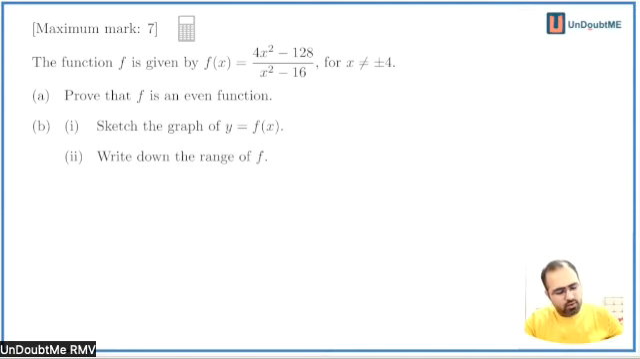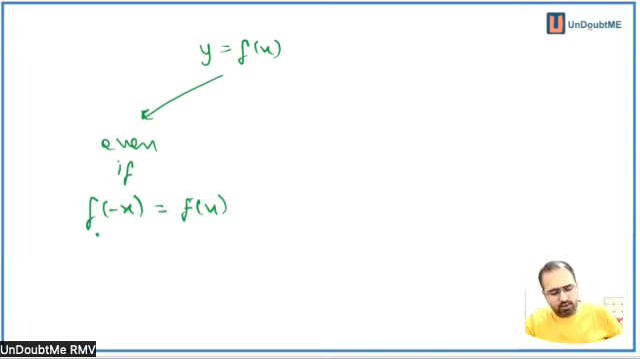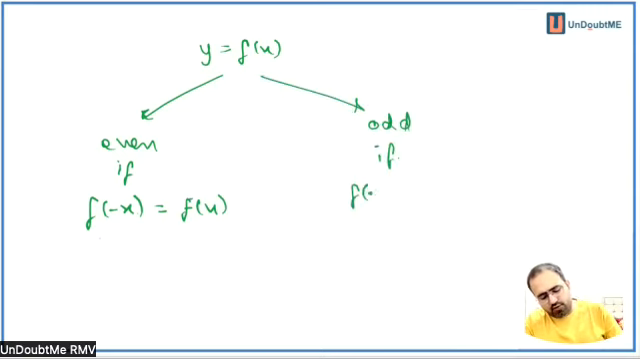Okay, so before moving on with the question, just write this as a concept. y is equal to f(x) is even if f of minus x is the same as f(x), and it is odd if f of minus x is, not the same, it is minus f(x).